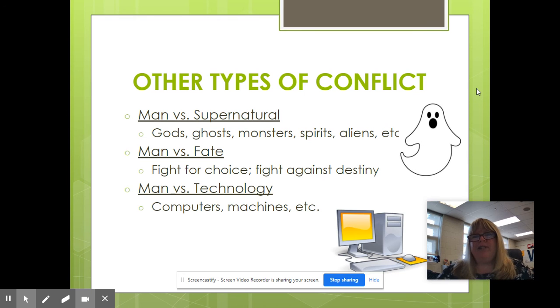All right. We will be studying conflict throughout our reading of Rules and throughout all of our novels that we read this year. So we're going to talk about all these different kinds of conflict when they come up, and we're going to see what types of conflicts they are, and hopefully we can put them into the correct categories.